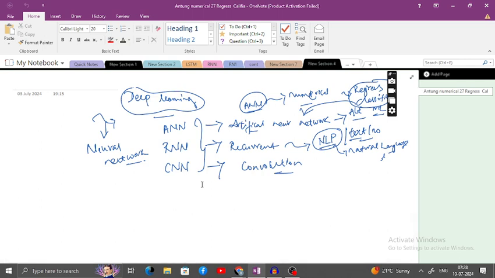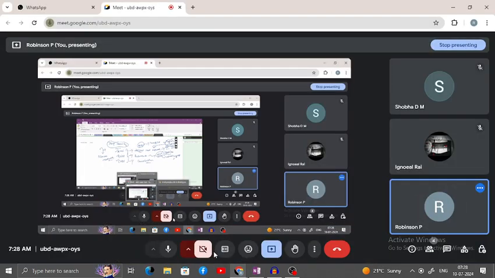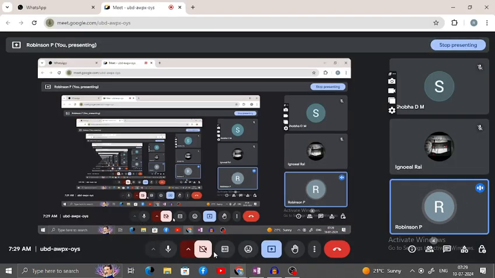In that, we usually come across three types of deep learning models. One is called artificial neural network, another one is called RNN, and another one is CNN. So, ANN, RNN and CNN. What are these? ANN means artificial neural network.